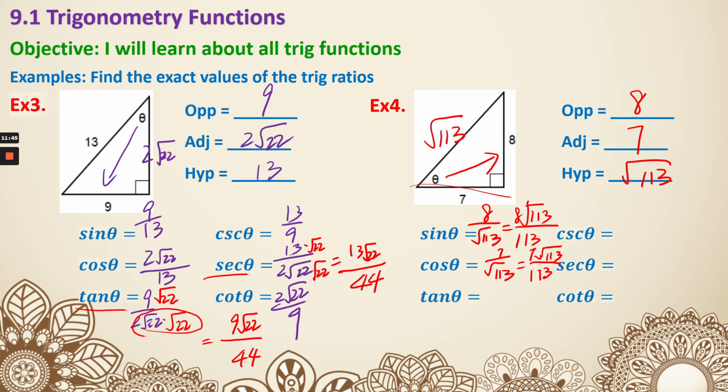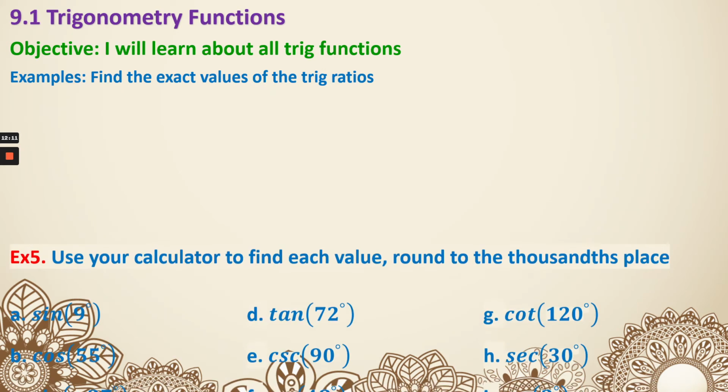113. Tangent is opposite over adjacent, so 8 over 7. Same idea for cotangent, flip the fraction: 7 over 8. Secant, flip the fraction: square root of 113 over 7, and cosecant is square root of 113 over 8. These are the 4 examples about identifying trigonometric ratios. Now let's do something else.